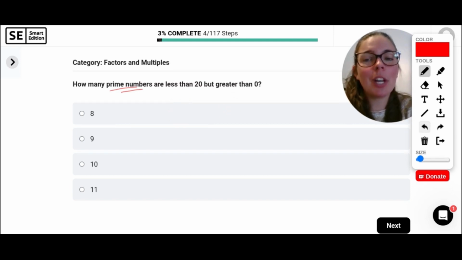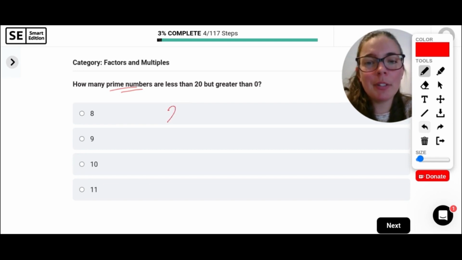So let's check 2. 2 times 1 is 2. 2 is a prime number. 3 is a prime number. 4 is not, because you could do 2 times 2. So the fact that there's another set of factors means it's not prime. So I'm just going to go through and check. So 4, no. 5 is. 6 is not, but 7 is.